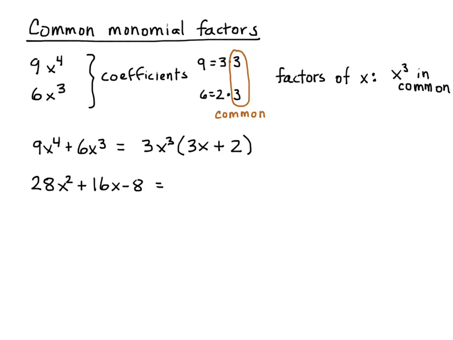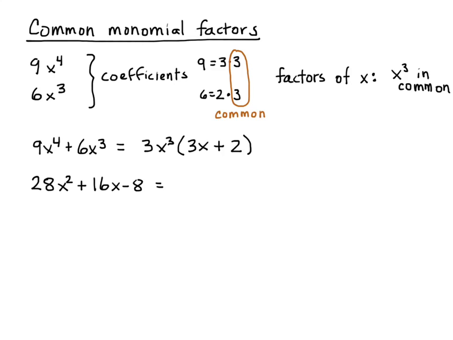Okay, so let's look at one like this, where we have 28x squared plus 16x minus 8. Now, if you're used to factoring trinomials, you'll start your bag of tricks on this thing directly. But what I'm suggesting is that you first look, are there any common monomial factors? First thing to always look for, is there an even number that you can factor out? And you can certainly do that.